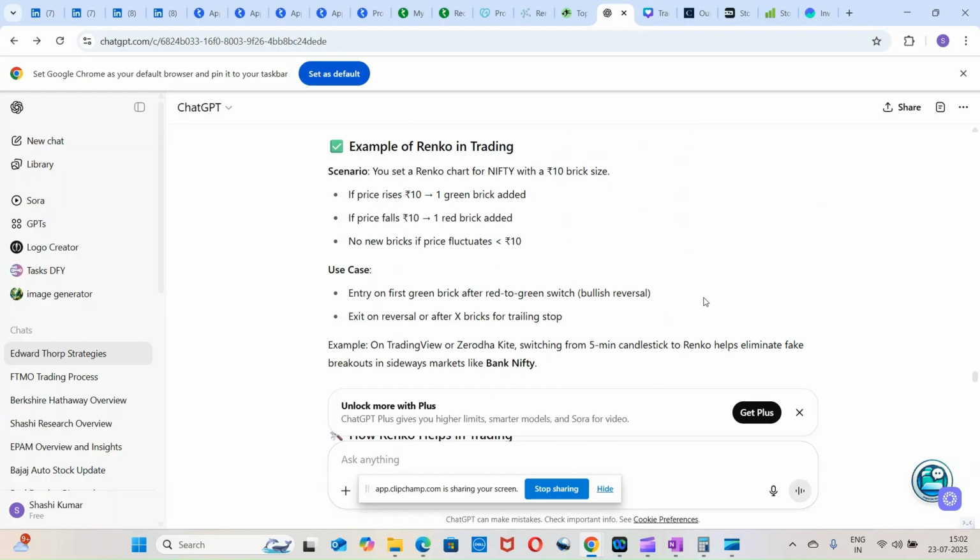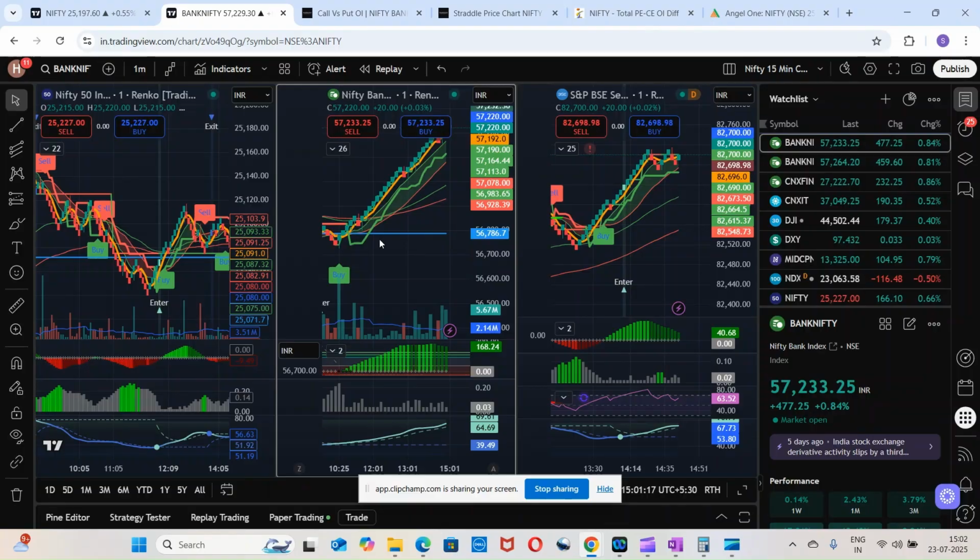Example of Renko in trading: you can set a Renko chart for Nifty with 10 rupees as the brick size. If the price rises by 10 rupees, one green brick will be added. If the price falls by 10 rupees, one red brick will be added. No new bricks will be formed if the price fluctuates less than 10 rupees. Only when the price moves 10 rupees above will one green brick form. If you see here, a green brick is formed because the price is rising. And only when the price falls by the amount that you set will the red bricks form.